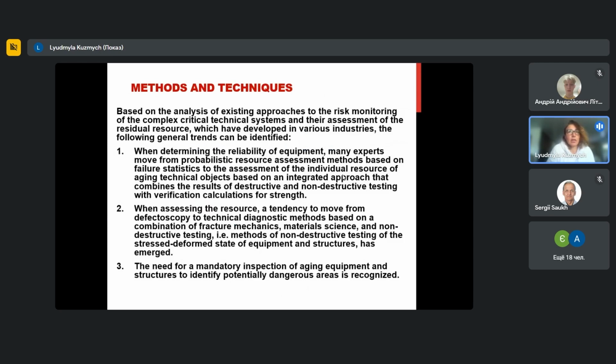The research task is to assess the resource of potentially unsafe engineering problems at the design stage, assess and predict the surplus resource in the process of operation, and continue the term of operation and survival after the completion of the operation normative term. The operation of complex critical technical systems is characterized by various impacts, which lead to the degradation of structural materials and exhaustion of the resource of the structure.